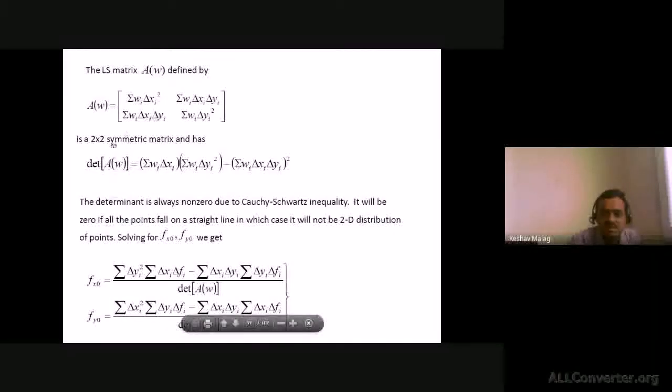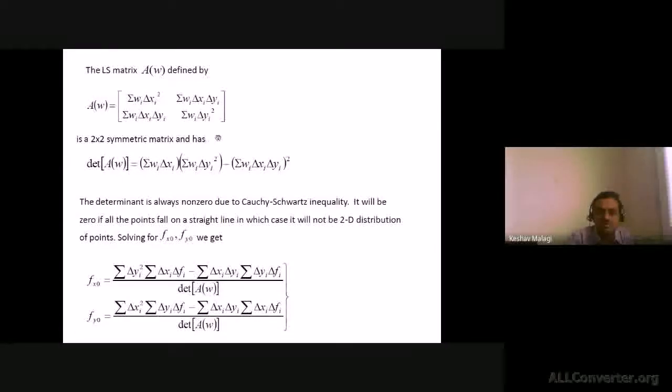Okay, and you can see that. You should know that this is a 2 by 2 symmetric matrix. Symmetric matrices have nice properties, right? So we have got a matrix which is symmetric, which is a big relief when you're dealing with numerical methods. Okay, so the nice properties of that can be used.